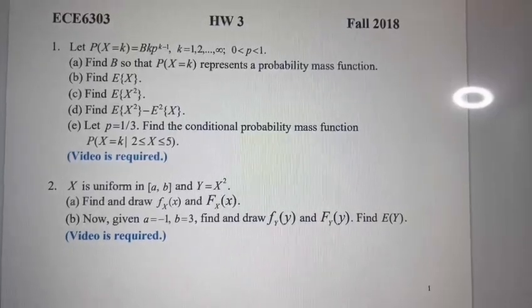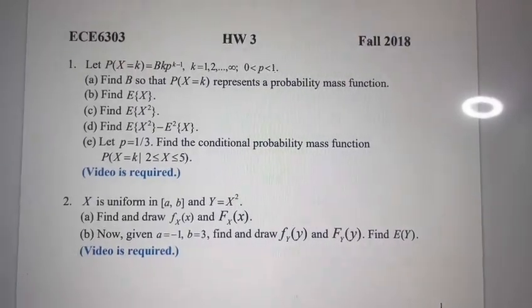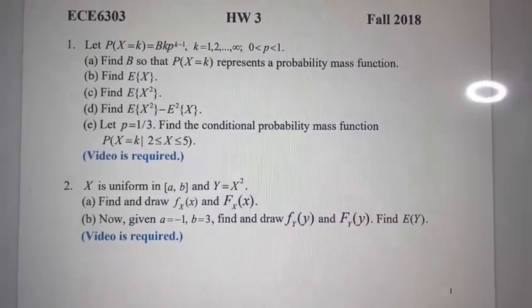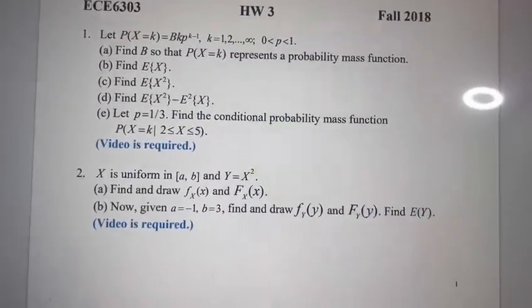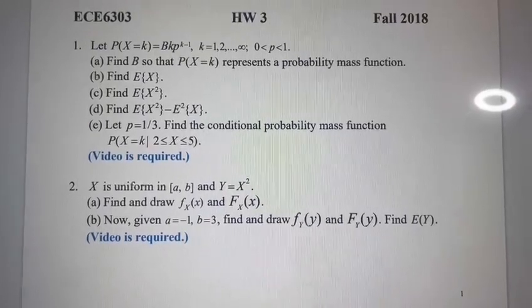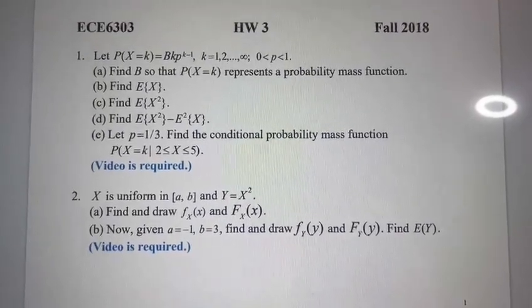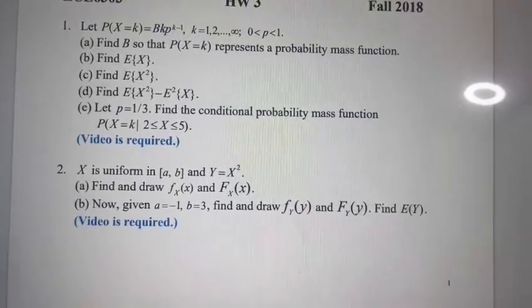Hi, I'm Wu, and I'm going to record a video for question 1 of homework 3 for the course Probability and Stochastic Processes. The first little question asks us to find b so that the probability of X equals k represents a probability mass function.